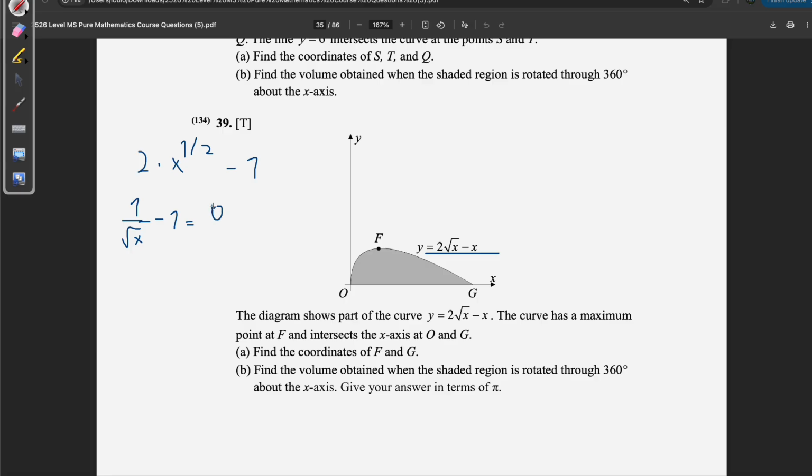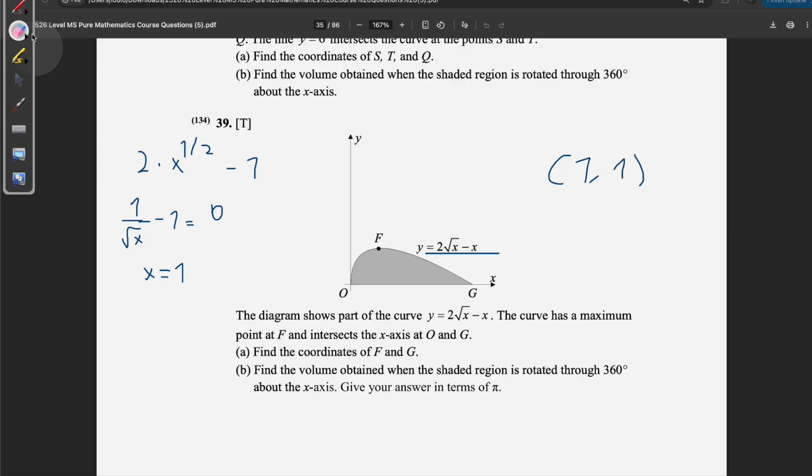But here we want x, we don't want just an equation. So we're going to get x squared is equal to 1, x is equal to plus minus 1, but here they want the positive, so x is equal to 1. So since x is 1, how do we find y? We just substitute 1 into the function, and we're going to get 1 as well.